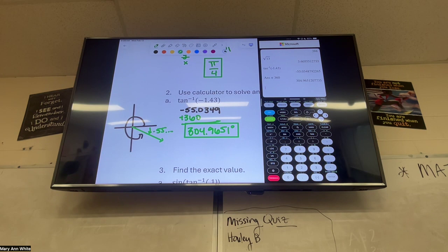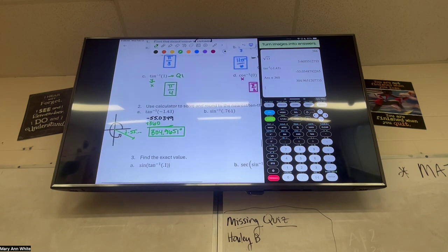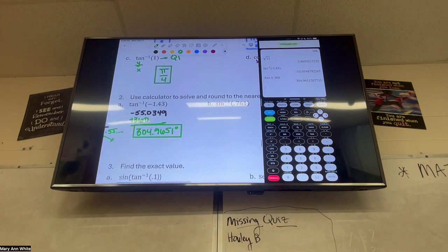All right. Should we look at the next one? All right. The next one says inverse sine of 0.761. Go ahead and enter that in.